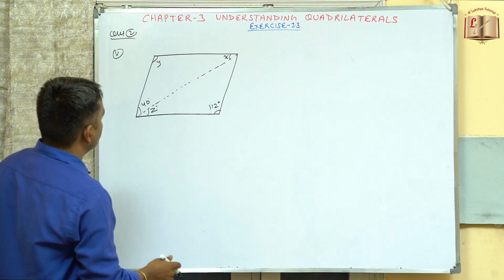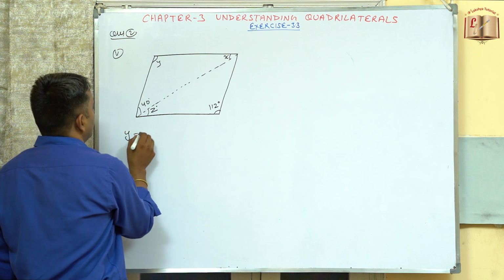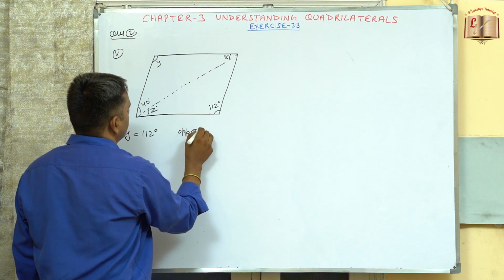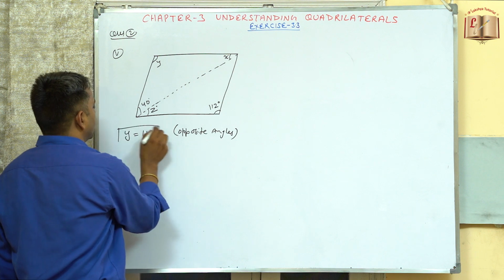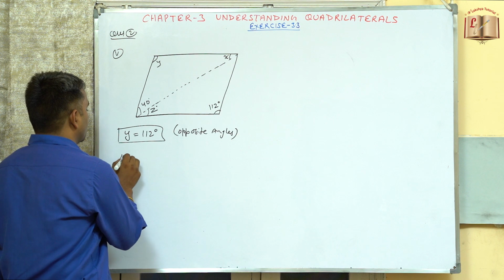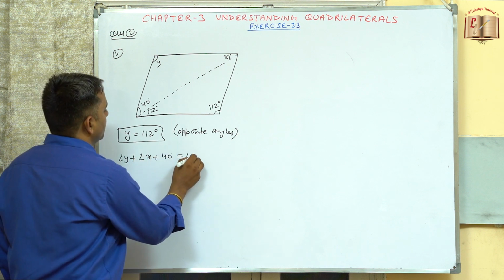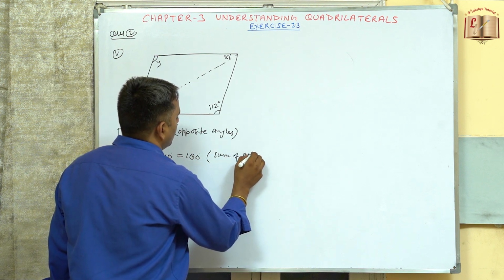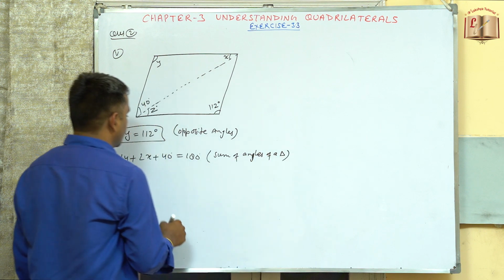Now these are the angles, we need to find out x, y and z. So angle y will be equal to 112 degree. These are the opposite angles. So we got angle y as this. Now we can find out angle x. So angle y plus angle x plus 40 degree will be equal to 180 degree because these are the sum of angles of a triangle.